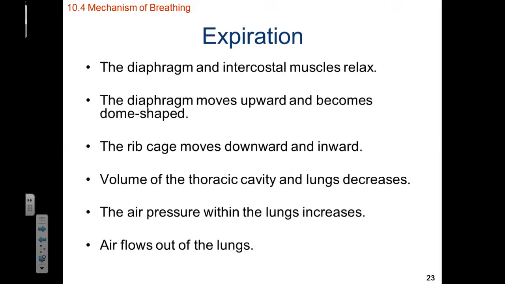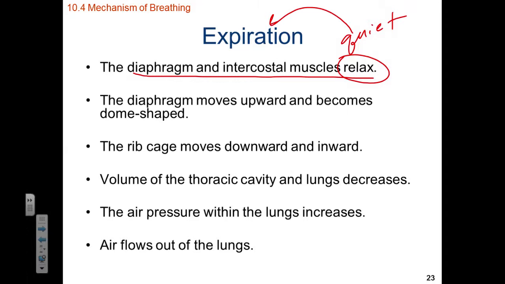Expiration is the opposite. Instead of contracting muscles to increase the volume, we relax the muscles. And I should say that this process of relaxing the muscles is during quiet expiration. We can have forced expiration. That would be an example of coughing or sneezing. In those situations, we actually contract other muscles of the torso to force the volume of the lungs to decrease and force air out of our lungs.